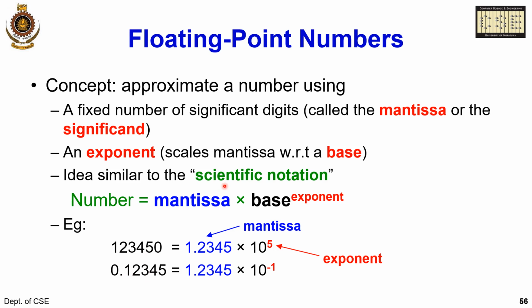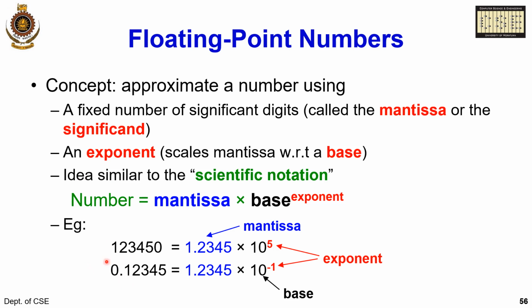So what's the concept of approximating a number? We would use a fixed number of significant digits, what we call the mantissa or the significand. So we will write the number in the form of a mantissa. In this case, 1.2345 times 10 to the power 5. This part is the mantissa, 10 is the base and 5 is the exponent. That's what we have written here. We have exponent, base and mantissa. This is similar to the scientific notation of writing down numbers: number equals mantissa times base to the power exponent.